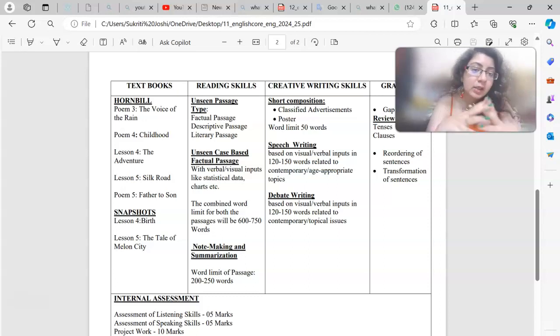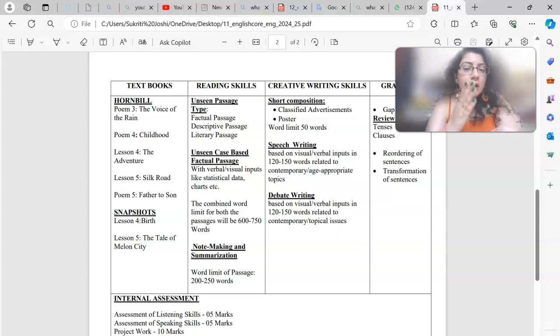And under reading skills, we have unseen passages: the factual passage, the descriptive passage, a literary passage, and then an unseen case-based factual passage with verbal and visual inputs like statistical data, charts, etc. The combined word limit for both the passages will be 600 to 700 words. Note making and summarization, word limit of passage 200 to 250 words.